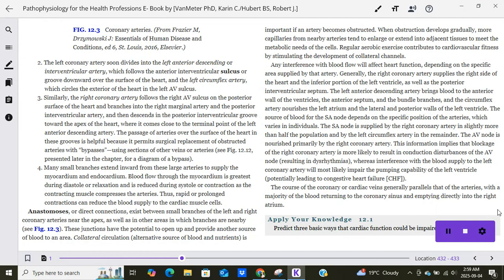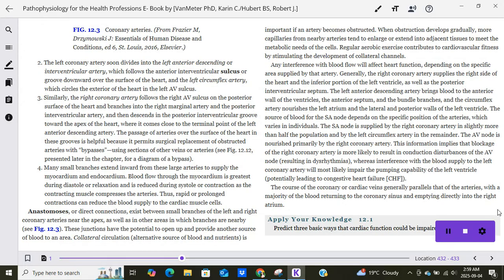Anastomoses, or direct connections, exist between small branches of the left and right coronary arteries near the apex, as well as in other areas in which branches are nearby. See Fig 12.3. These junctions have the potential to open up and provide another source of blood to an area. Collateral circulation, an alternative source of blood and nutrients, is important if an artery becomes obstructed.